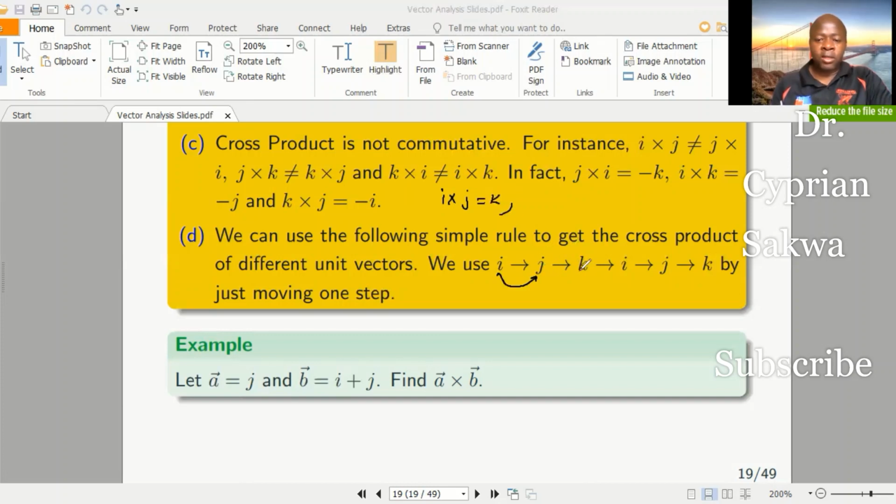What about J times K? J cross K, you see this is the direction. It's facing this direction. So the solution is the next unit vector, which is I. What about K cross I? K cross I, this is the direction, and therefore the solution is the next unit vector, which is J.